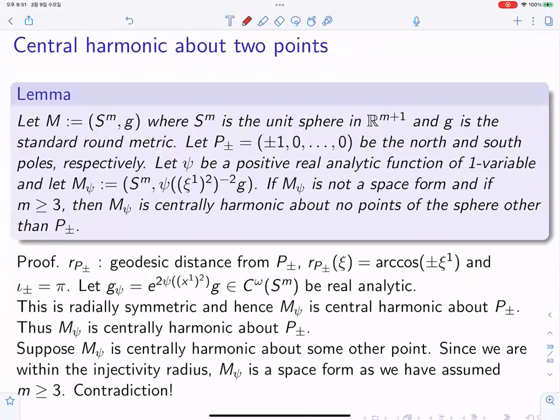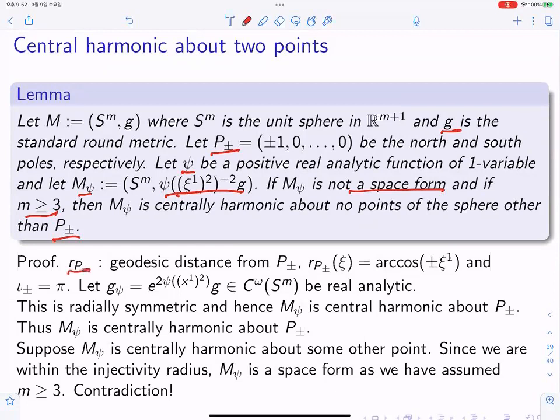So M is the unit sphere, and G is the standard round metric, P plus and minus are the north and south poles, and pi is a positive real analytic function of one variable. If we give the deformed metric on the sphere, if M psi is not a space form and the dimension is greater than 3, then M psi is a central harmony about no points of the sphere other than the north and south poles. So the deformed metric has central harmony at only 2 points.